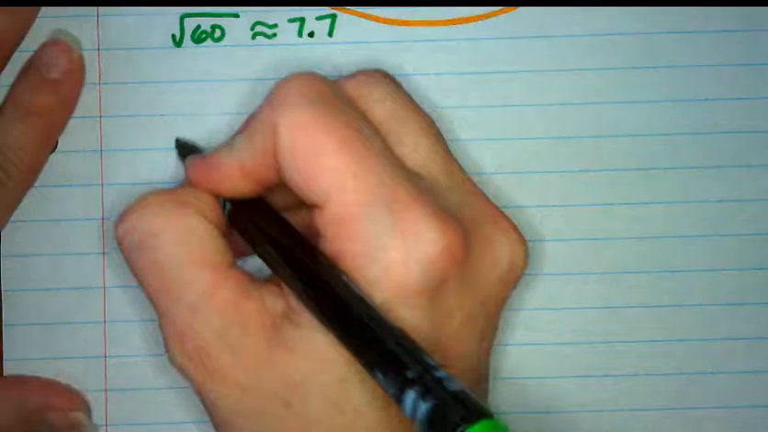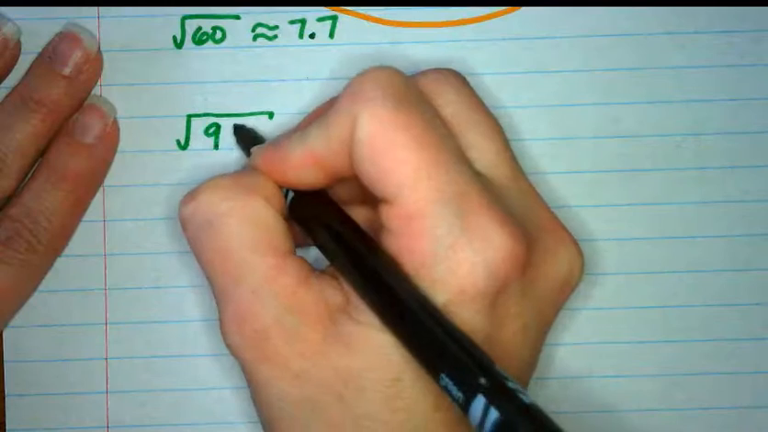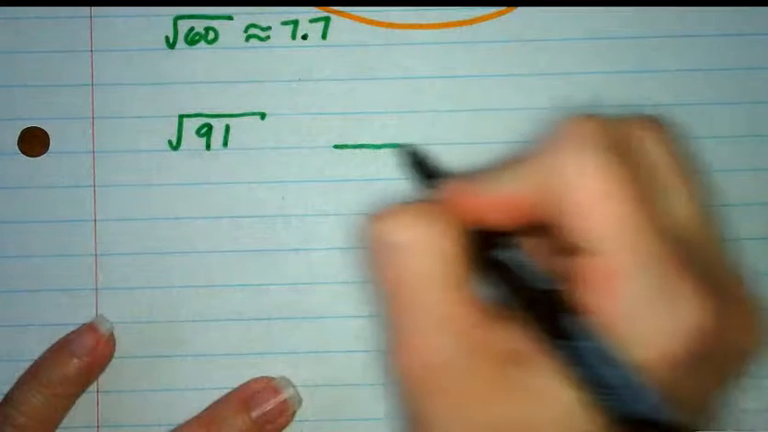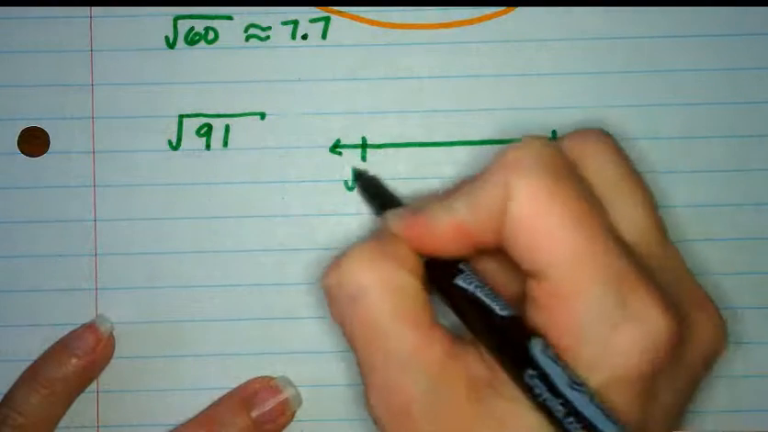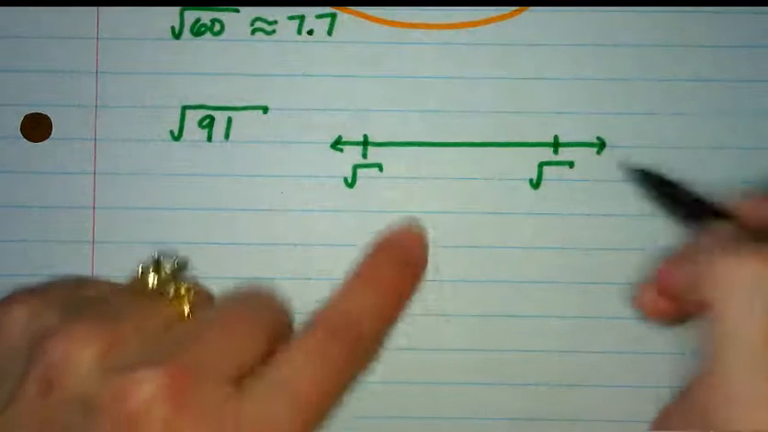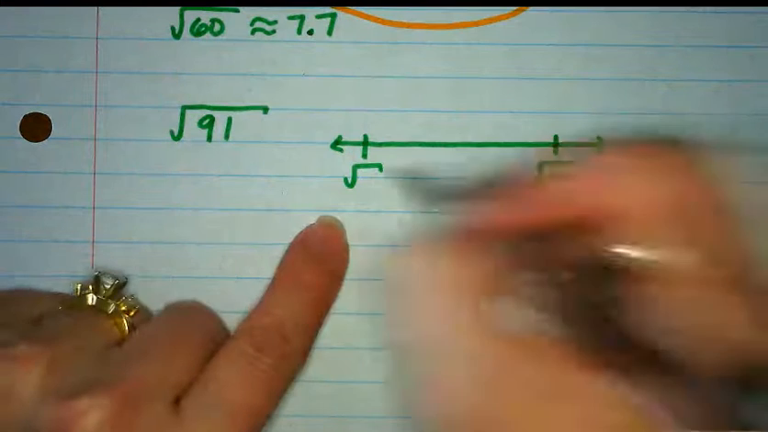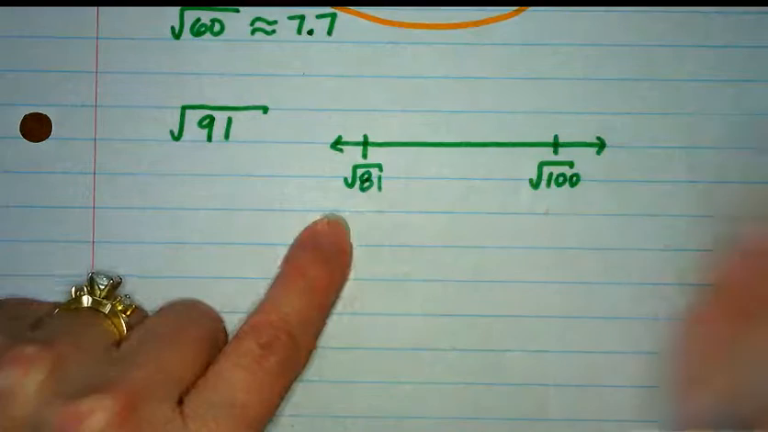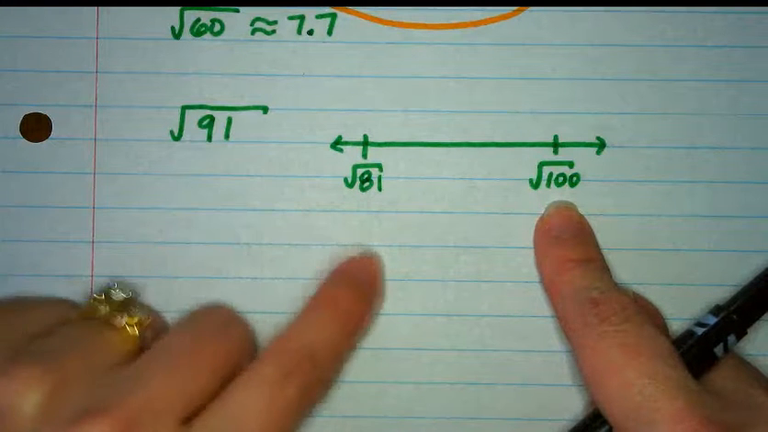Let's try another one. Let's do the square root of 91. So I'm going to think of the number line and set the two end boundaries. The square root of 91 is below 100, but it's bigger than 81. Those are the two perfect squares that are on either side of the square root of 91.